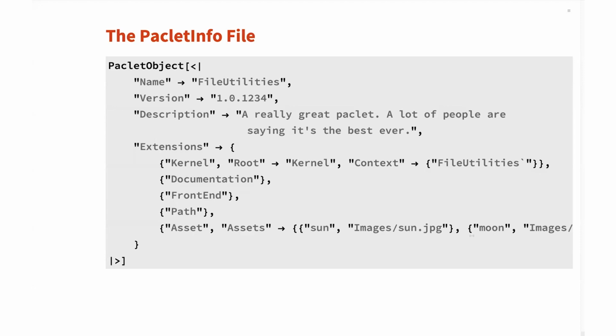And as you can see, oftentimes these extensions are very short because your Paclet Manager has conventions about where things would be. So if you just say documentation extension as a one-line thing, and you have your documentation in the standard location, which is a documentation subdirectory, then the Paclet Manager will be able to weave that into the documentation of the system. Same thing with front end. And I'm not going to talk about what some of these extensions actually do, but this is what a PacletInfo file looks like.